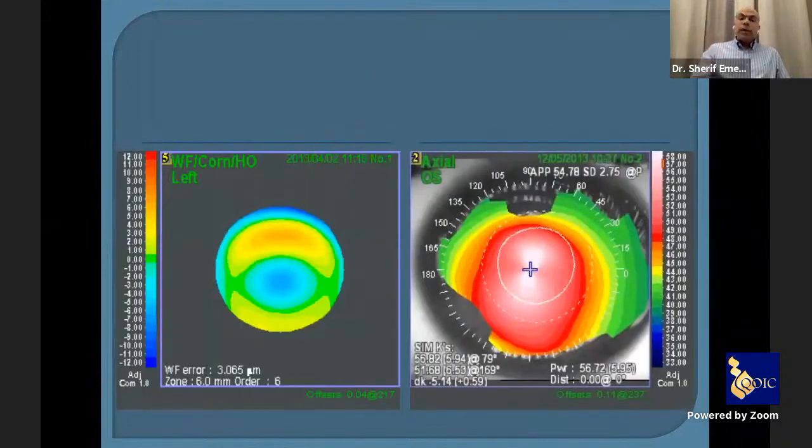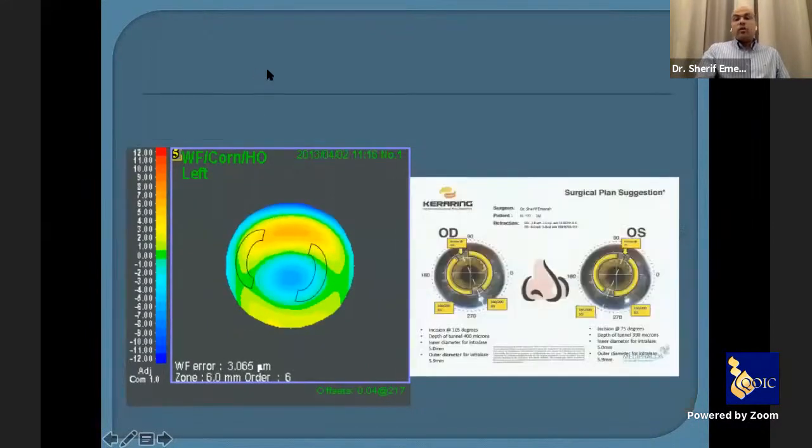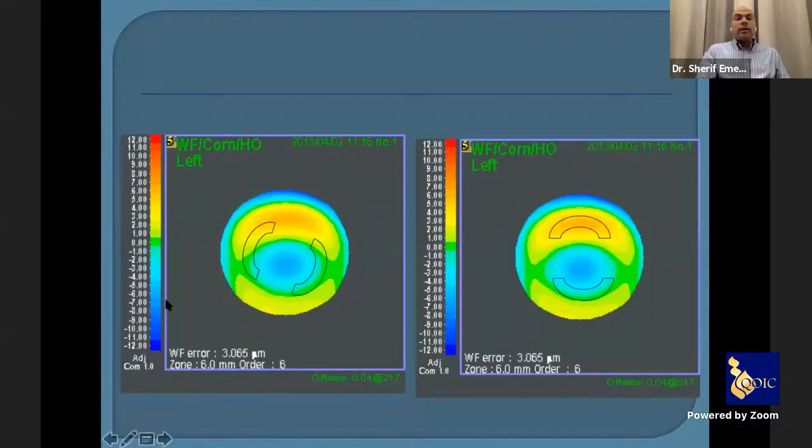So I went back to his preoperative map. This is the topographic map, and this is his high order aberration. This is the coma aberration. I can see this is the axis of the coma aberration. And so I put my Kera ring, and I can find my Kera ring is not on the same axis of the coma aberration. So it should be like this. I put it like this, and it should be like this. So this is the one I put, and this is the one it should be.